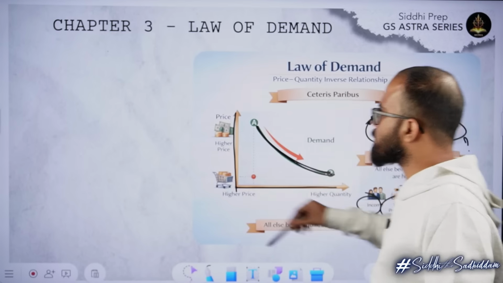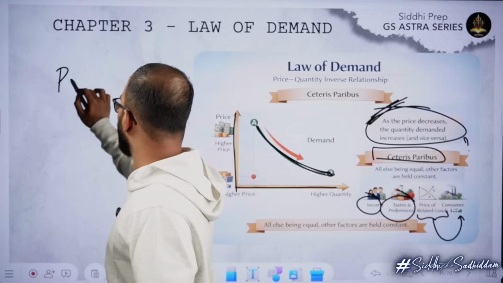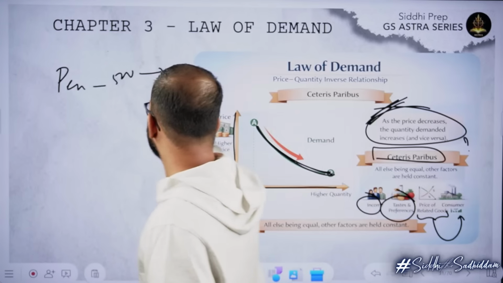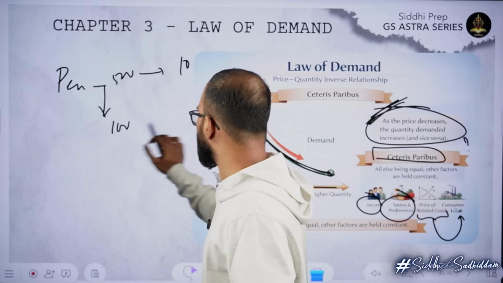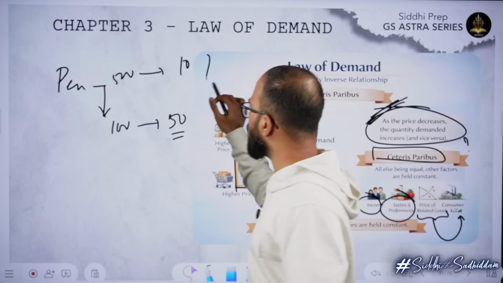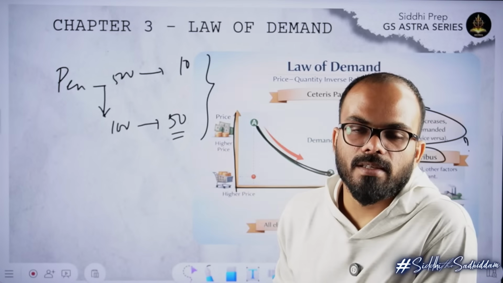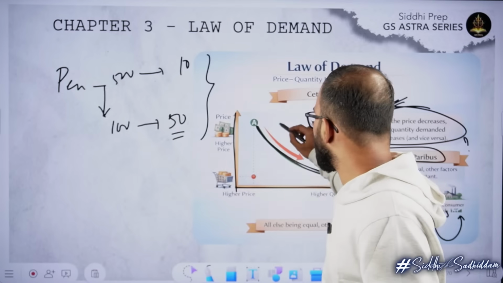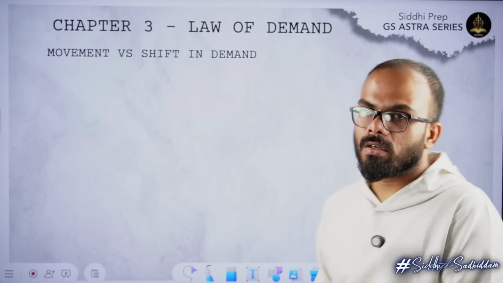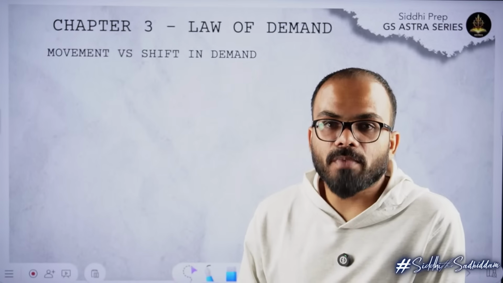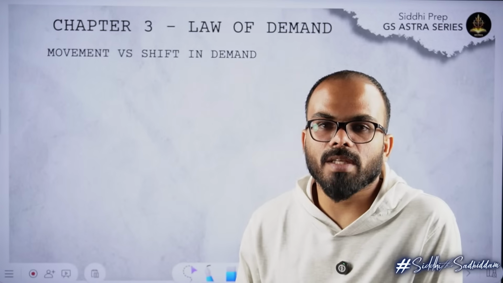As price decreases, for example, let us say the cost of a pen was 500, then 10 people want it. Now you brought down the price to 100 rupees, then obviously 50 people would want it. This is called the law of demand, and this is the demand curve. Now we need to discuss what is the meaning of movement on a demand curve, and what is the meaning of shift in demand curve.